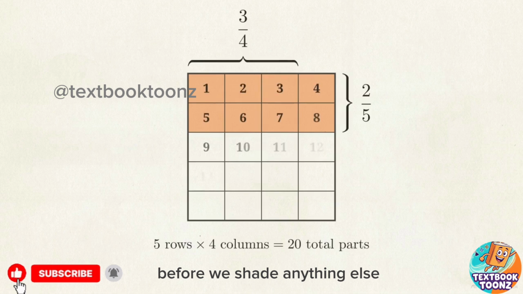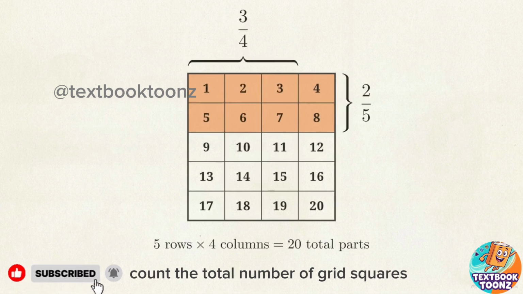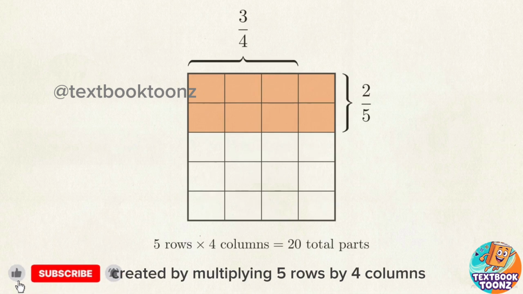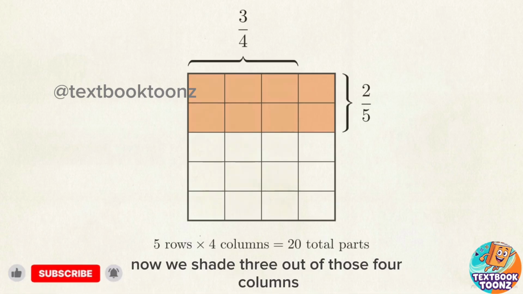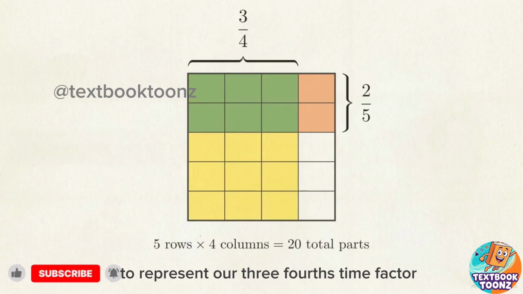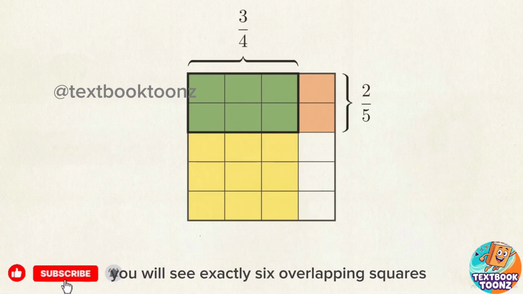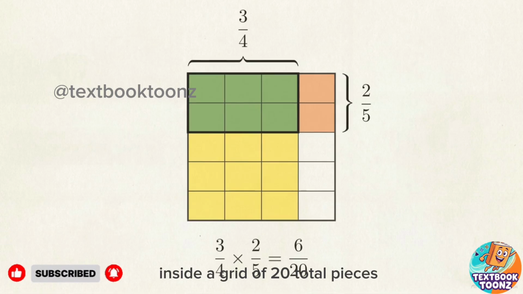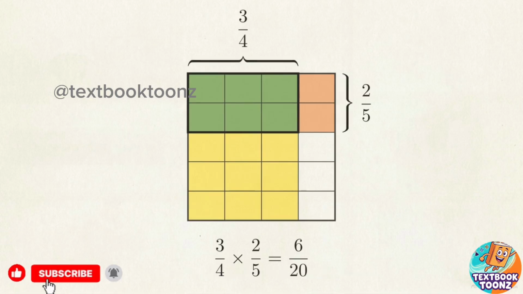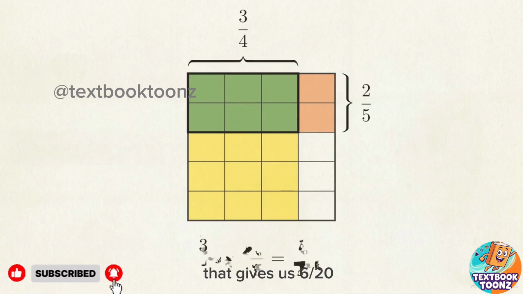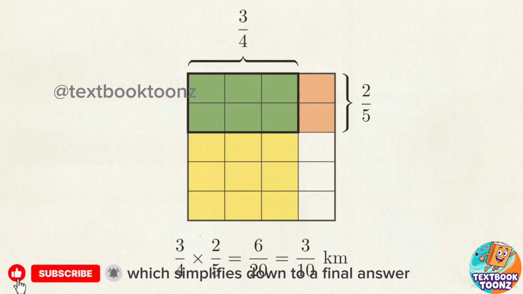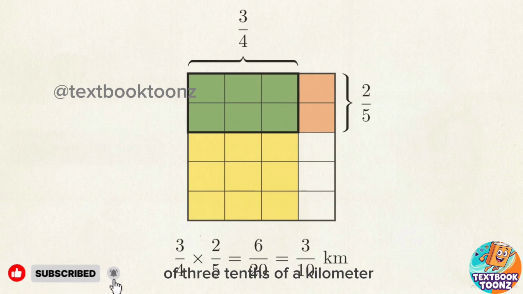Before we shade anything else, count the total number of grid squares created by multiplying 5 rows by 4 columns. Now we shade 3 out of those 4 columns to represent our 3/4 time factor. If you count the grid, you will see exactly 6 overlapping squares inside a grid of 20 total pieces. That gives us 6/20, which simplifies down to a final answer of 3/10 of a kilometer.